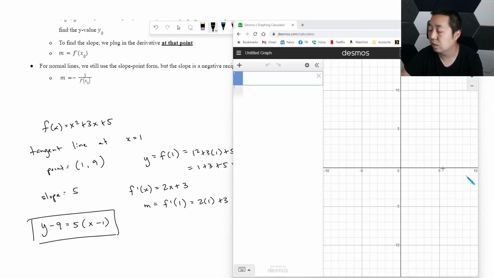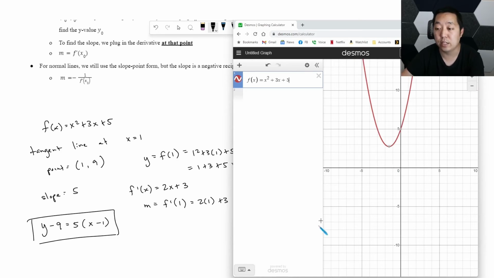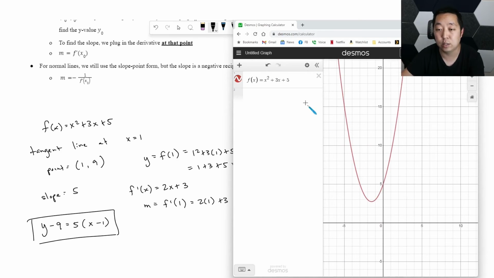Okay. I want to actually show you what this looks like when we grab the graph. So let's do our graph. Okay, so that is our equation. That is our parabola here. And now let's compute this. Y minus 9 is 5 times x minus 1.